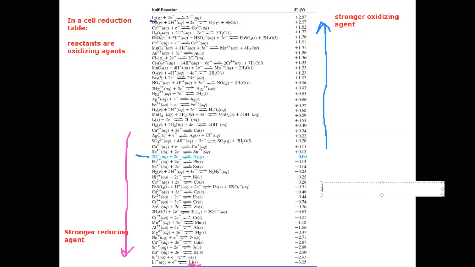And in the cell reduction table, products are reducing agents. So lithium is the strongest reducing agent out of all the products shown, and fluorine is the strongest oxidizing agent out of all the reactants shown. And so again, the stronger reducing agent reacts with the stronger oxidizing agent to give the weaker ones.